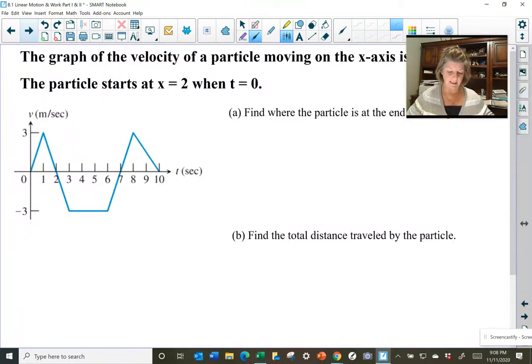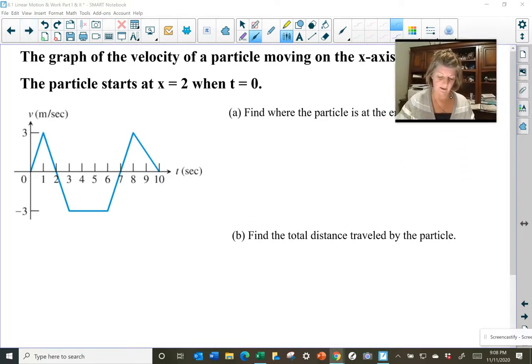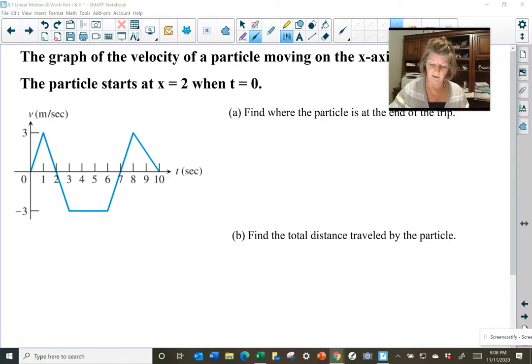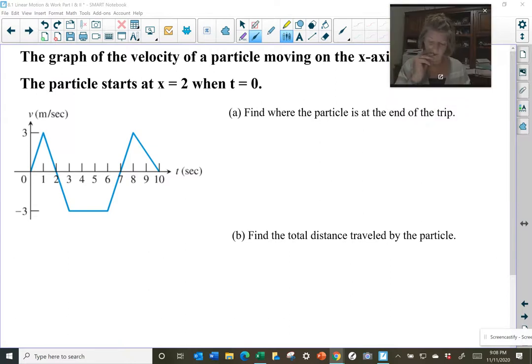The last thing says the graph of the velocity of a particle moving on the x-axis is given. The particle starts at x equals 2 when time equals 0, and find where the particle is at the end of the trip. I'm going to come back to this again. I know what I wanted to do earlier.